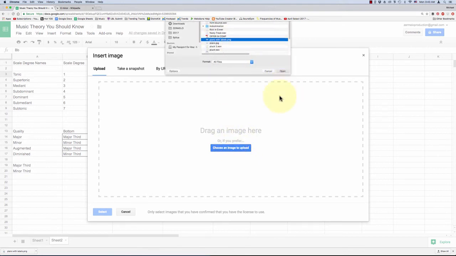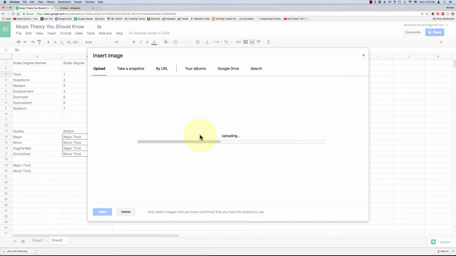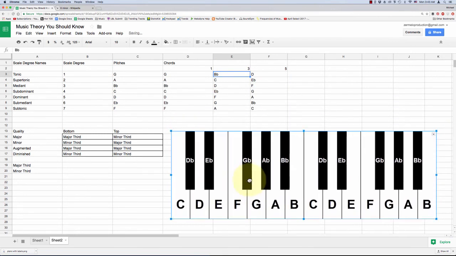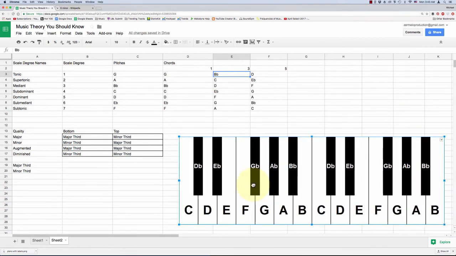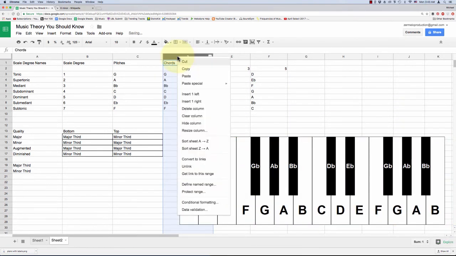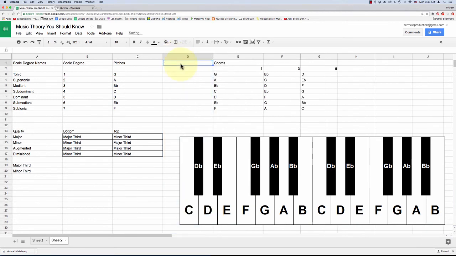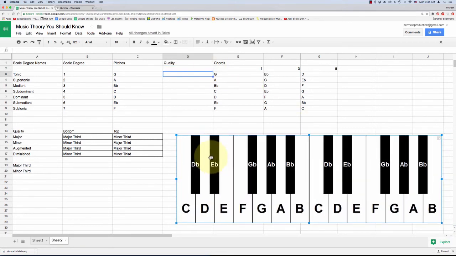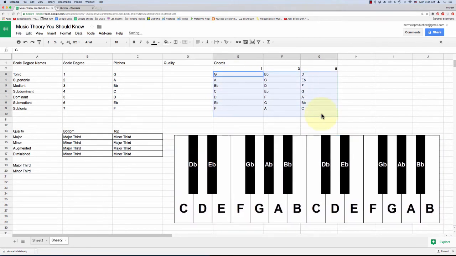Piano with labels. There we are. All right, so let's shrink this down a bit. Cool. All right, and another thing I'm going to do is I just want to add another column here to the left, and we're going to call this quality. Okay, so we're going to just start figuring out the quality of each of the chords in the key of G minor.